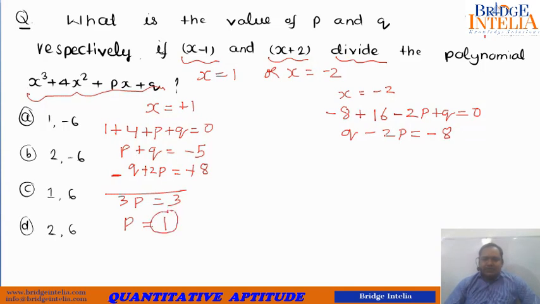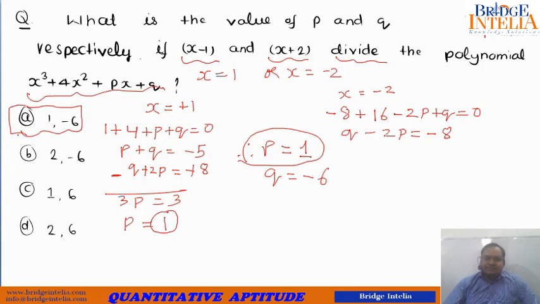So if p comes out to be equal to 1, then what is q equal to? So from here, q is equal to minus 5 minus 1, which is equal to minus 6. So this is the correct answer. So simply put, if it is ever said that this expression completely divides that polynomial, you simply equate this to 0, then you will get a certain value for x. You put that value in place of x and the expression must then become equal to 0.